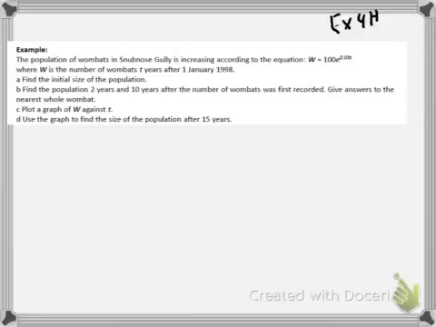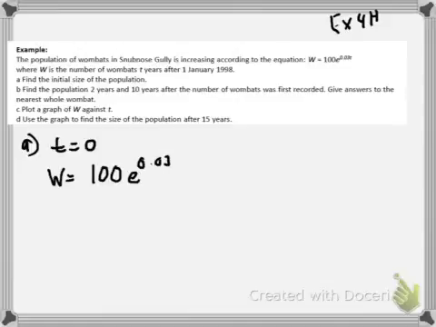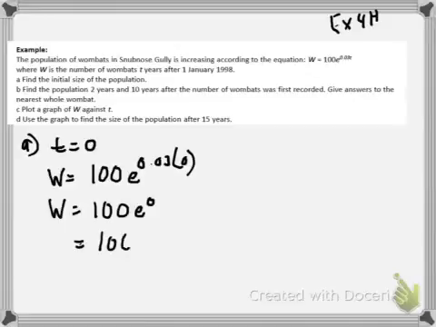So to find the initial size of the population, this is question A, we have to make T equal 0. So we insert that into the equation. W equals 100 e to the 0.03 times 0. 0.03 times 0 is 0. So we get W equals 100 e to the power of 0. E to the power of 0 is 1. W equals 100 wombats. That's the answer to the first question. Must write wombats in.